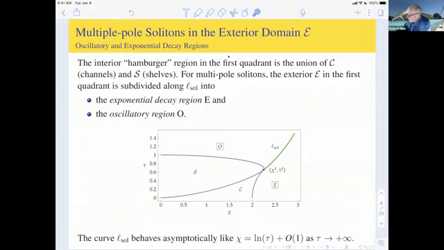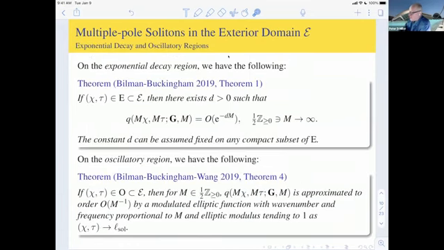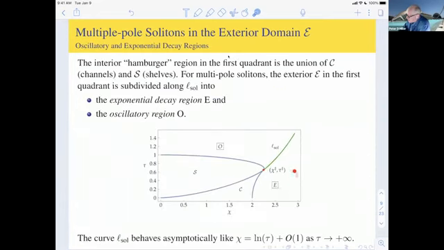So now what are the results for the solitons? The first one is on the exponential decay region. Let me just show you the picture again. We're talking about this part of the picture now. And of course, out here, this is the x-axis for the problem. So the solution has to decay to 0 exponentially.